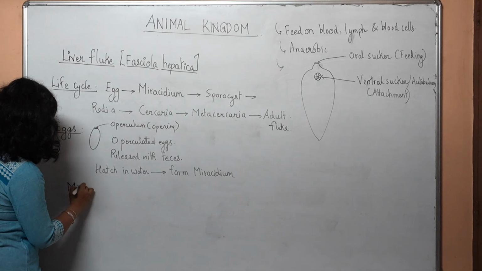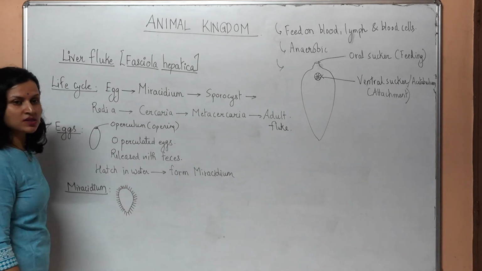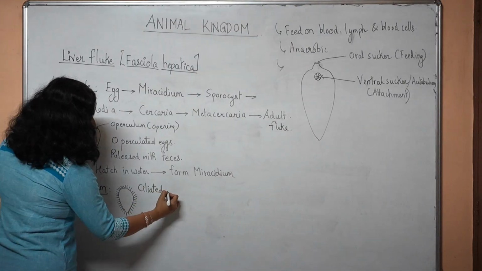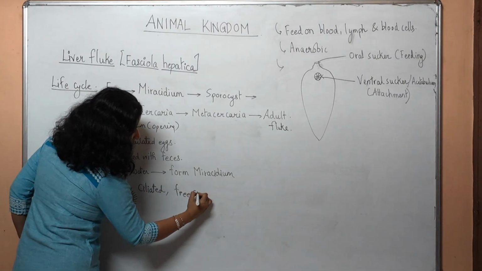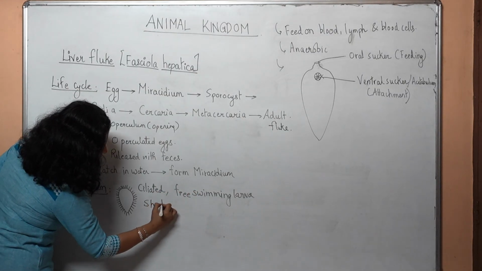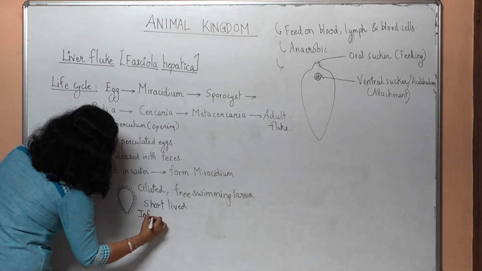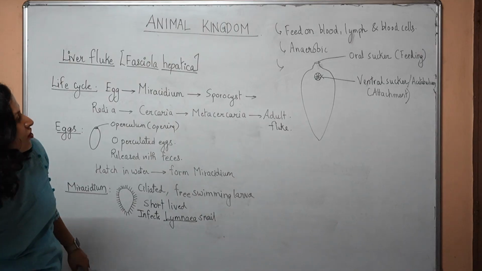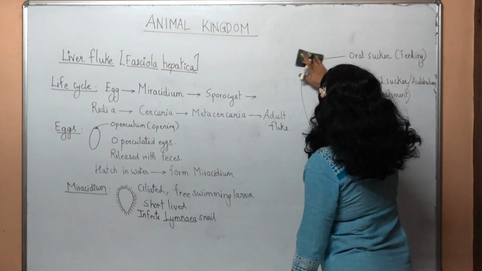Next we talk about the miracidium. The miracidium larva has been asked in AIIMS exam many a times. This is a ciliated larva. It's a ciliated free swimming larva. It's short-lived. This is the one that infects a Limnea snail. Then inside the snail it will form the other larval stages.